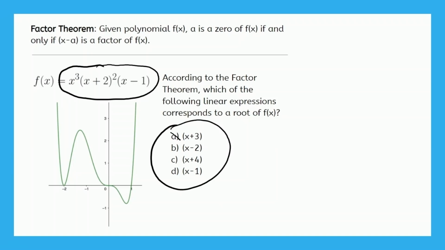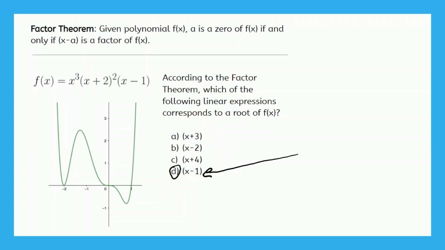x plus 3, no. x minus 2, also no. We have x plus 2, but we don't have x minus 2. x plus 4, also no. So that means that the answer should be x minus 1, and there it is. x minus 1 is in fact a factor of the function. So the answer to this question is D.